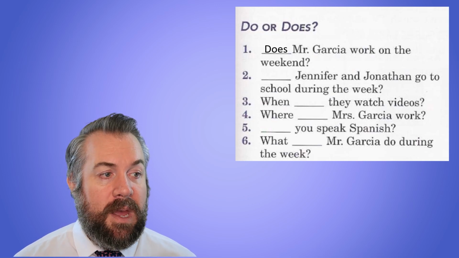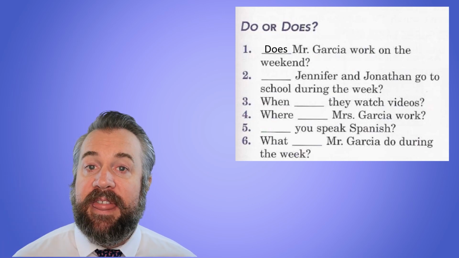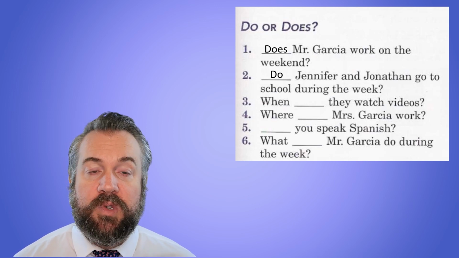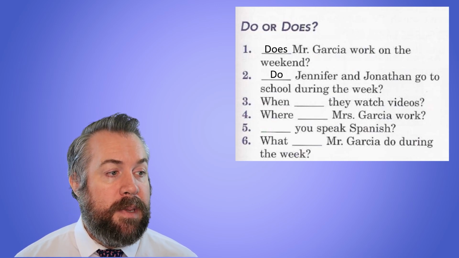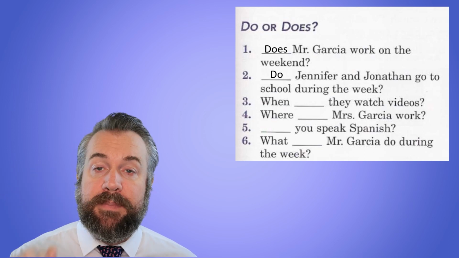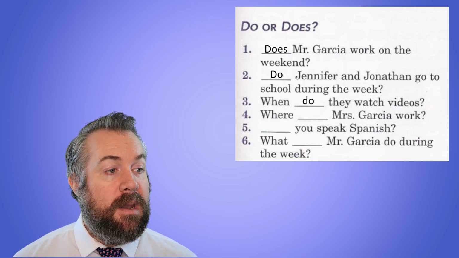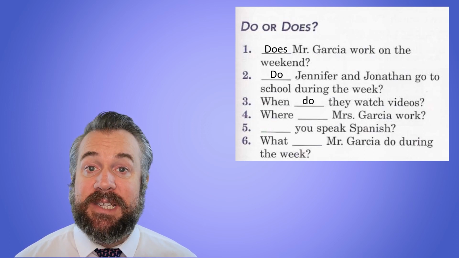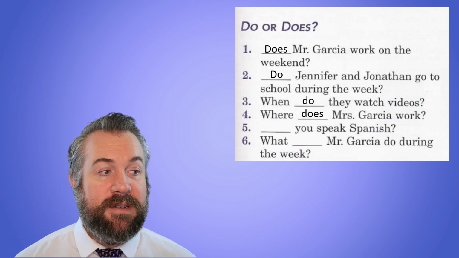Okay, number 2, blank Jennifer and Jonathan. So Jennifer and Jonathan are two people, meaning they. So it's do Jennifer and Jonathan go to school during the week? Yes, they do. Number 3, when do they watch videos? Again, they, 2 people, 3 people, 5 people. When do they watch videos? Number 4, where blank Mrs. Garcia work? Mrs. Garcia is one lady. She. Where does she work?